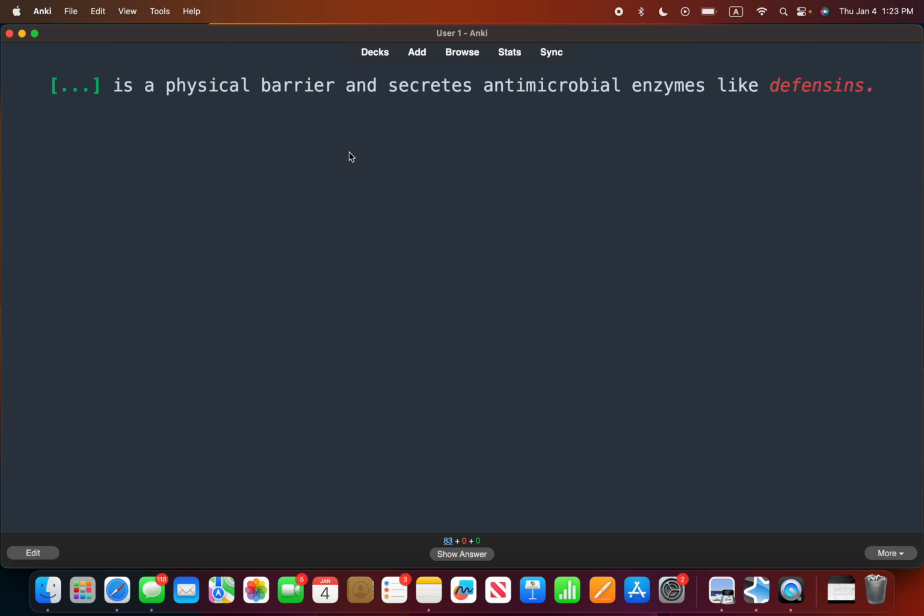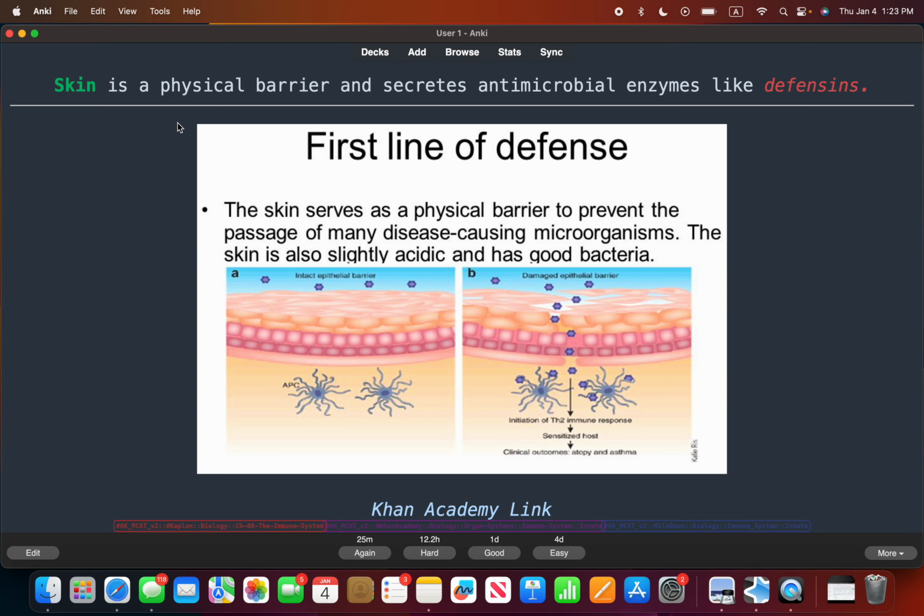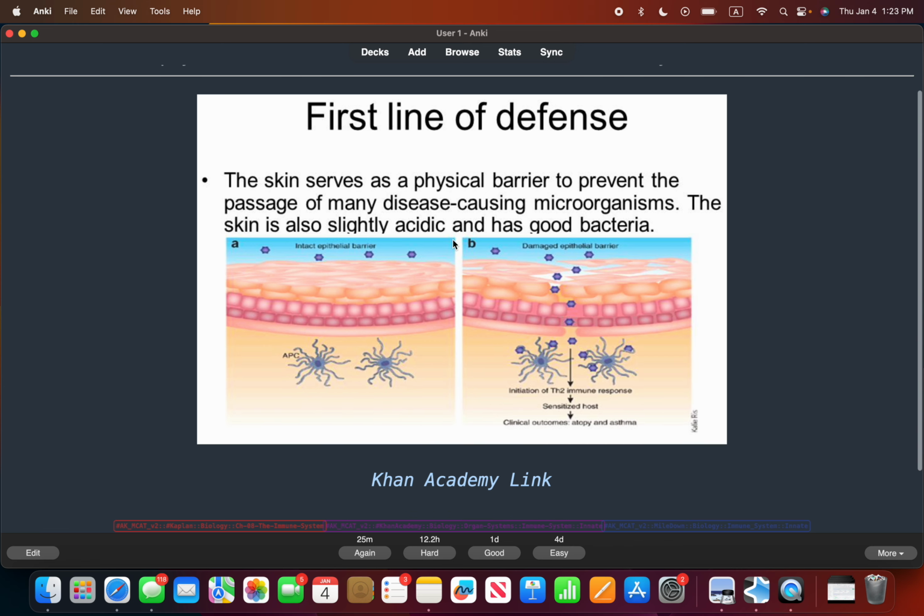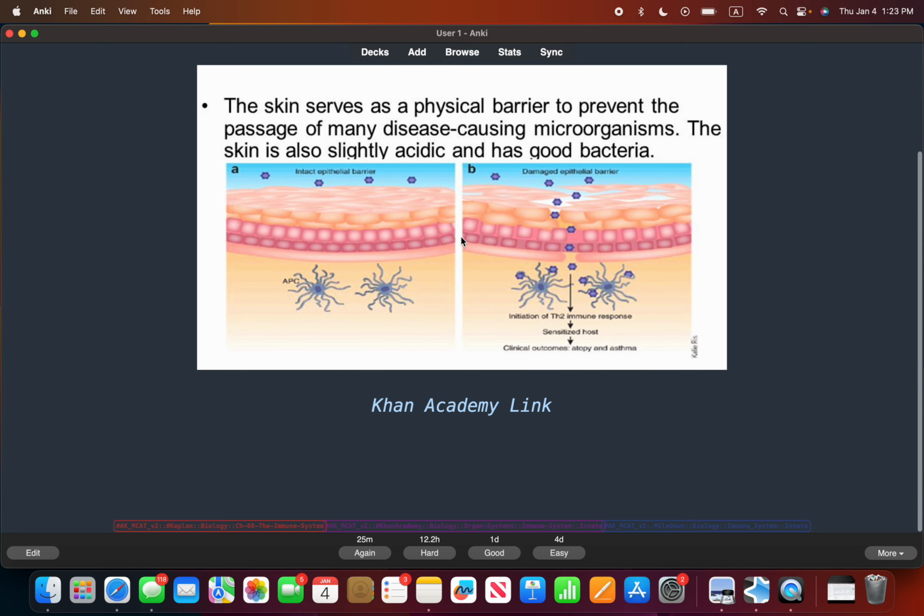What is a physical barrier and secretes antimicrobial enzymes like defensins? Skin, I believe, is a physical barrier which secretes antimicrobial enzymes like defensins. The skin serves as a physical barrier to prevent passage of many disease-causing microorganisms. The skin is also slightly acidic and has good bacteria.